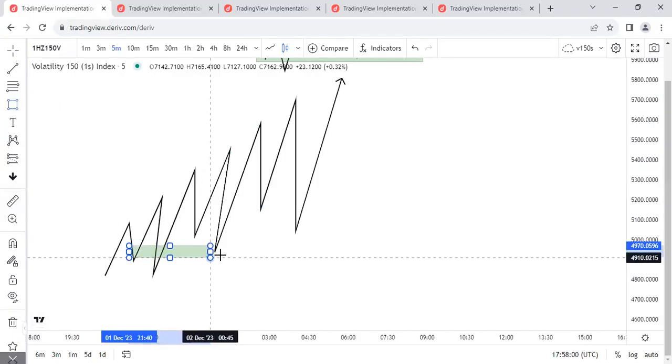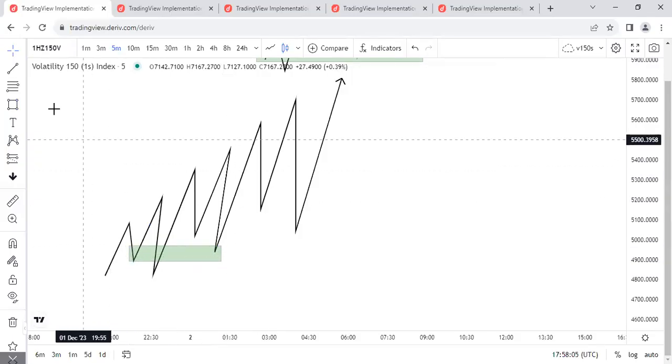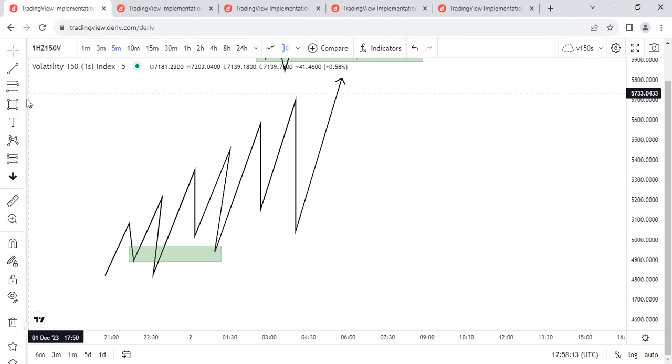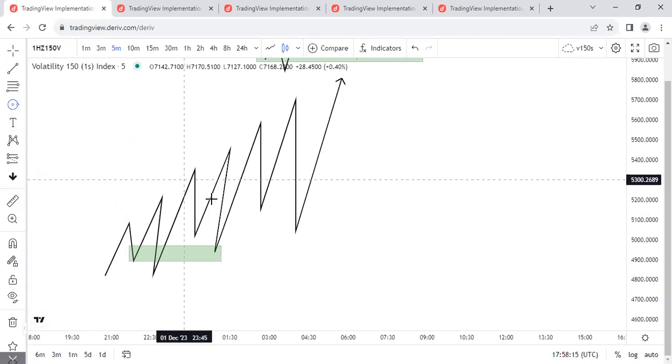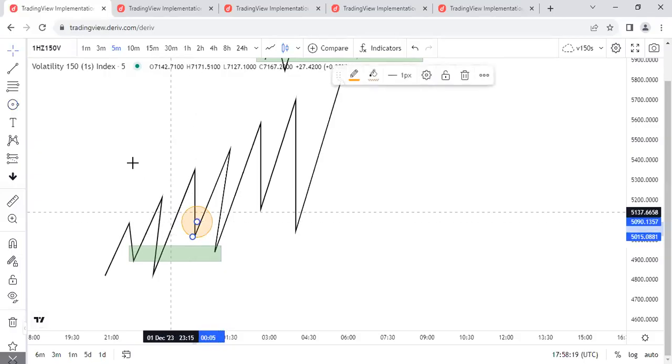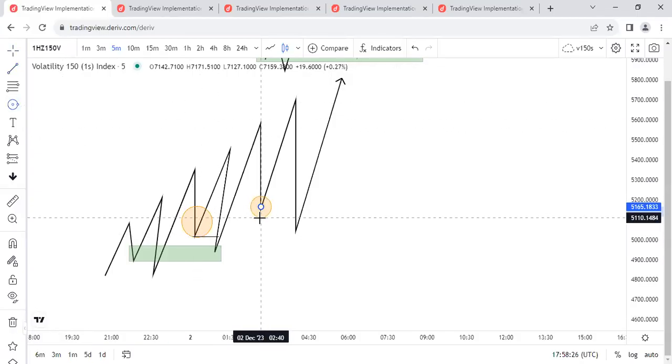It takes early buyers out so that price can continue to the upside. It uses those buyers as liquidity, or sellers as liquidity. So people buying from here, let's say here, they're going to get stopped out. They're going to get stopped out. People buying from here, they're going to get stopped out.